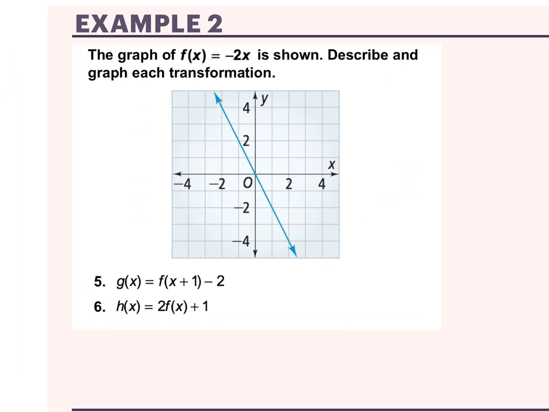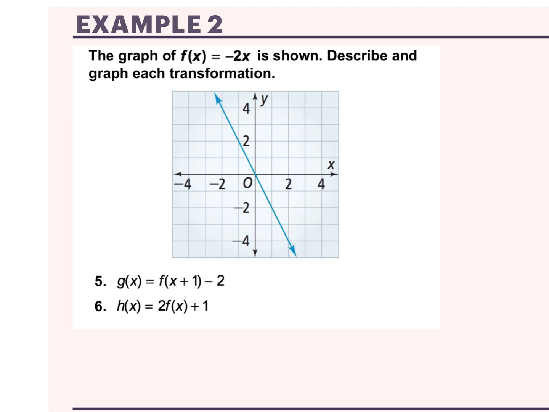So looking at example 2, it gives us the graph of f of x, which is this, and then we just have to describe the transformation that happens. So in number 5, plus 1 on the inside means that we are moving to the left 1 unit. And then minus 2 on the outside means that we're going down 2.